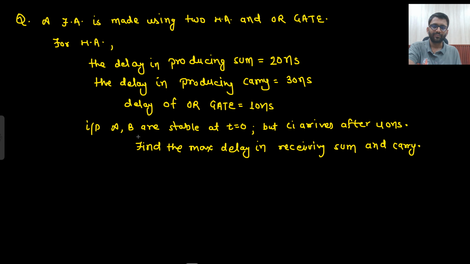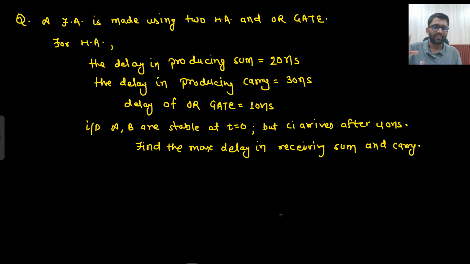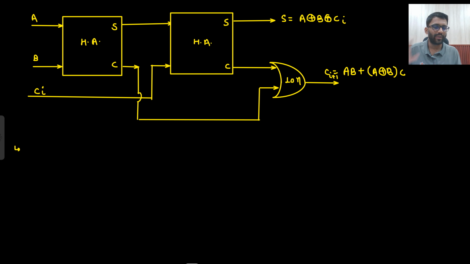Same things are given. Inputs A and B are stable at t equals 0, but Ci arrives after 40 nanosecond. Find the maximum delay in receiving the sum and carry. So again here, no inputs are mentioned. So this would be an easy problem.